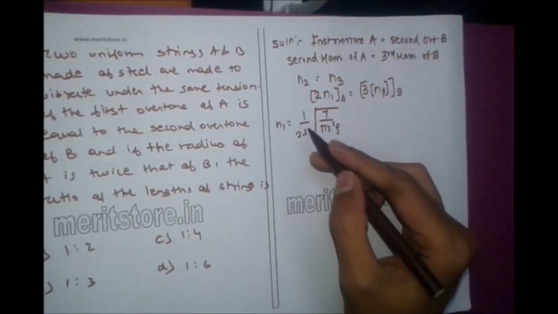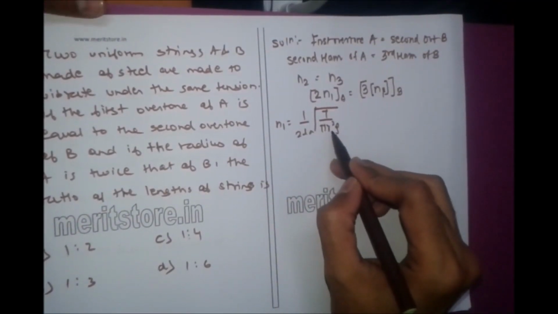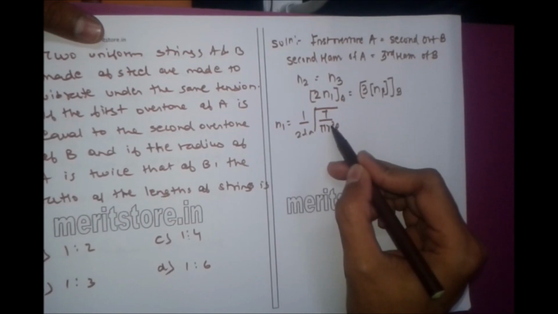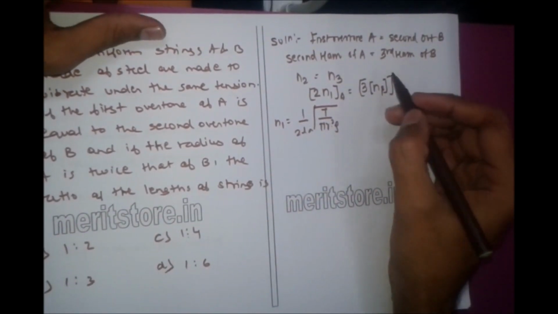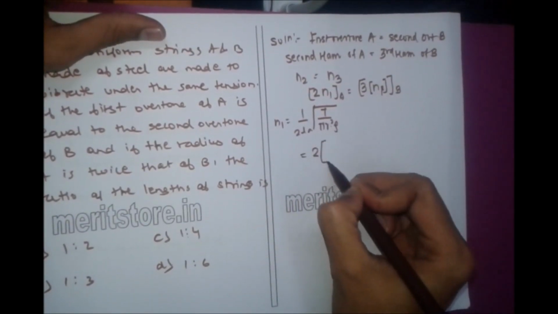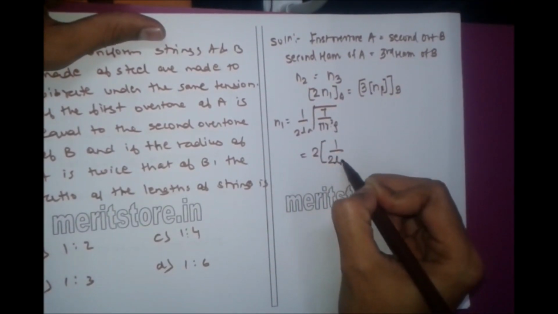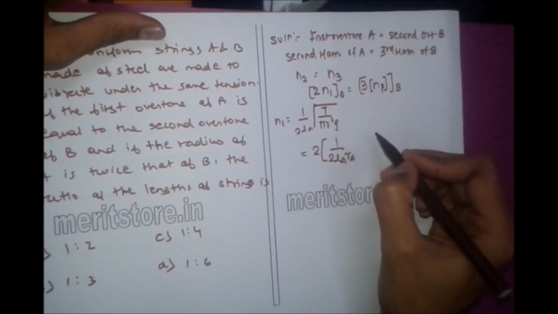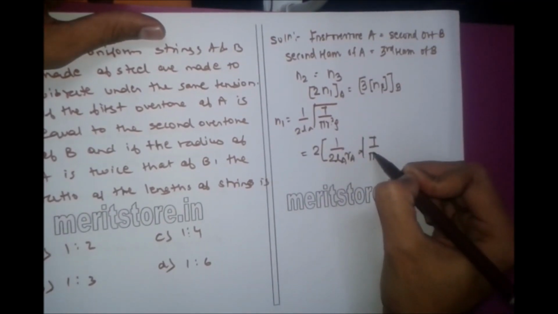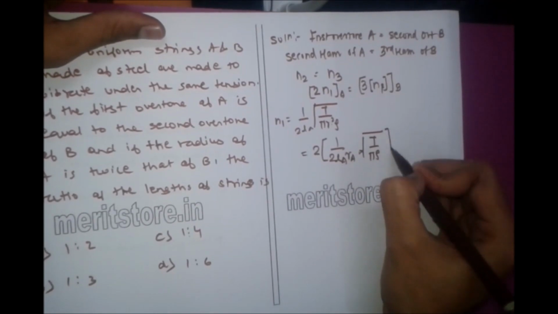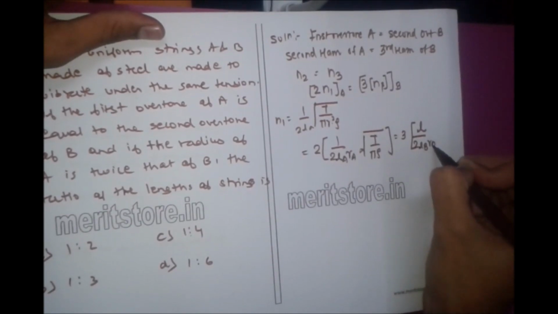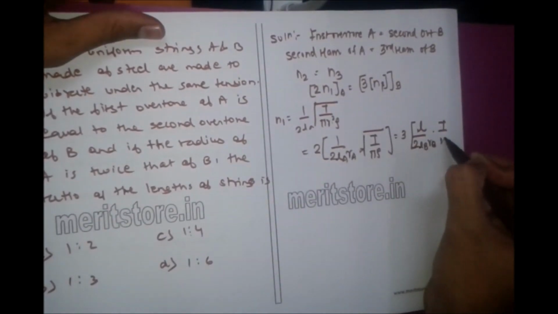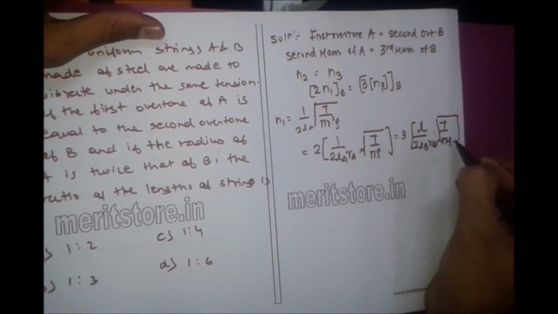So we have the formula n1 = (1/2L) √(T/(πr²ρ)), where r is squared, so we can move one r outside. Then your equation becomes 2 × (1/2 L_A r_A) √(T/(πρ)), which equals 3 × (1/2 L_B r_B) √(T/(πρ)). That entire thing comes under the root.